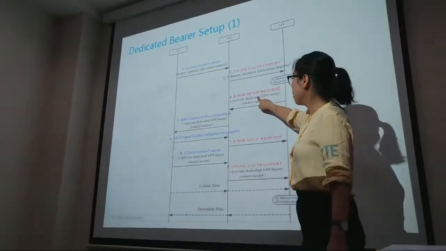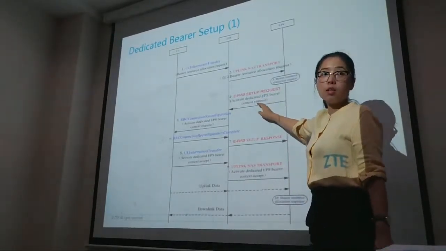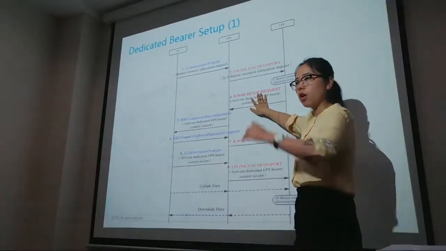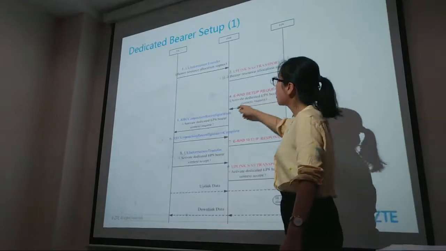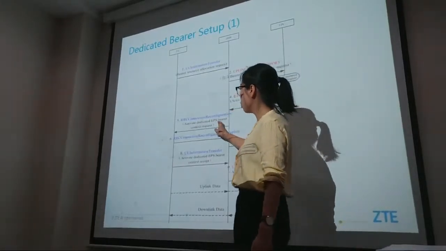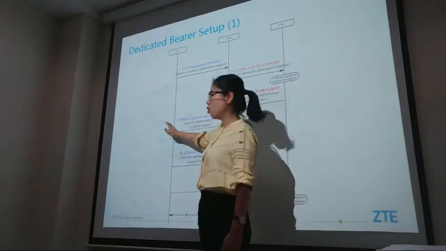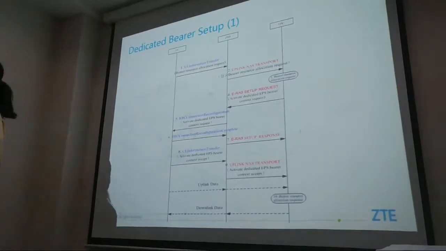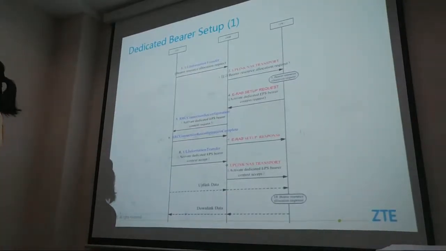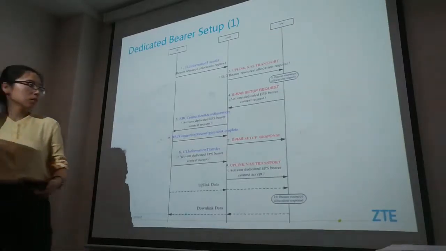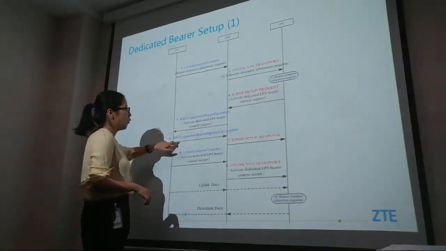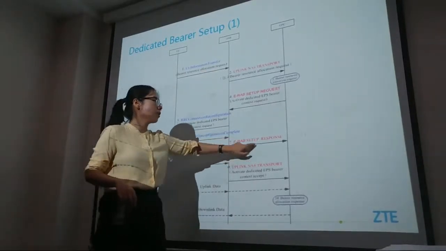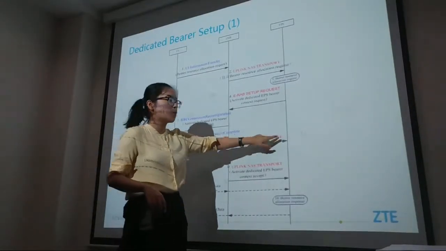It's also a default EPS bearer context request, so it's a different default for the IMS domain. So when the eNode B receives it, it also uses the RRC connection reconfiguration to the UE. The UE will create the QCI profile. The QCI profile will also have these parameters, just with different values, but the parameters are the same. When it's finished, it will feed back complete. Here it feeds back the E-RAB setup response.